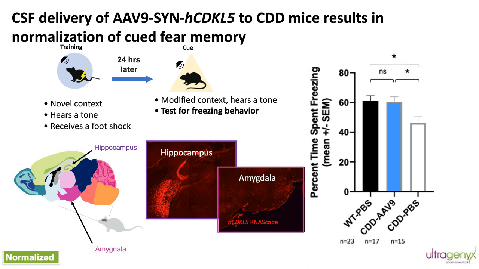And I've highlighted here some RNAscope images that are looking at 2 of the structures in the brain that we know are particularly important for this type of memory, the hippocampus and the amygdala. So this was encouraging to us, knowing that we were able to target those regions in a way that was relevant to the phenotype of these mice.